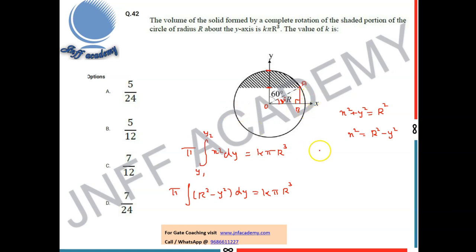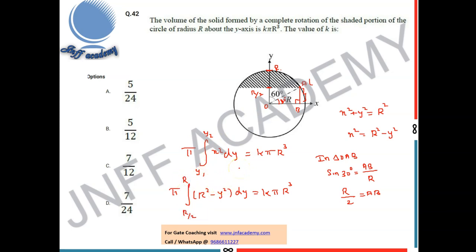So how to find out Y value? In triangle OAB, you should use the trigonometric function. Sine 30 degree equal to opposite side, that is AB, by hypotenuse. Hypotenuse is OA, that is radius capital R. Sine 30 is 1 by 2. So R by 2 is equal to AB. So this point is something comma R by 2. So this value of Y is R by 2. The other value is R. So the limit is R by 2 to R.